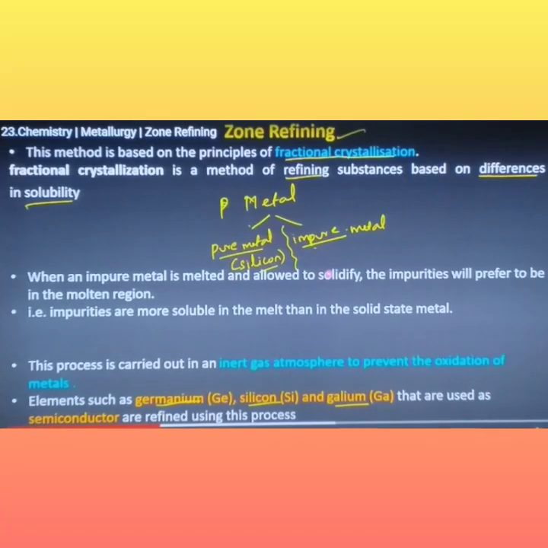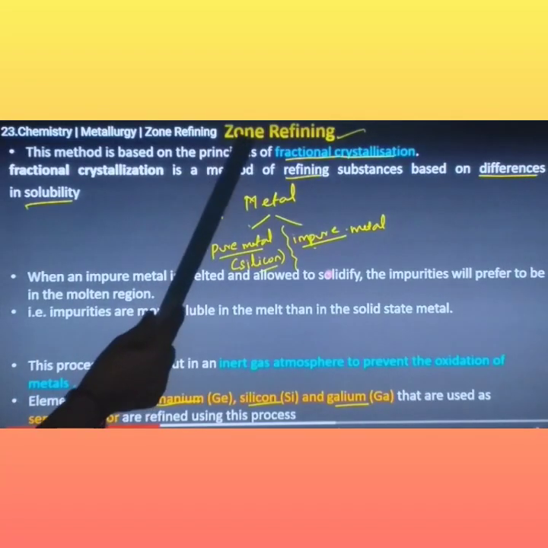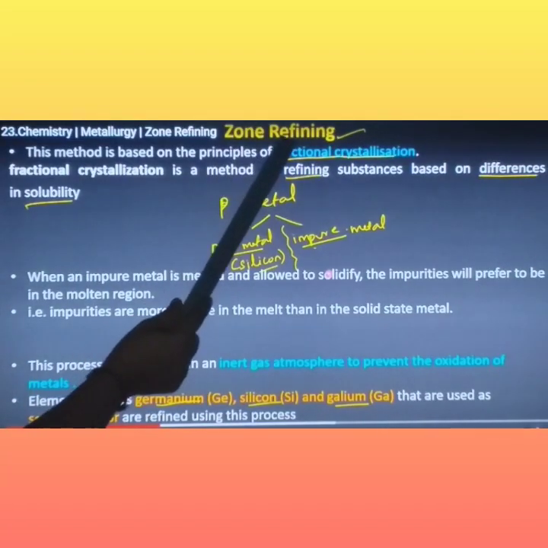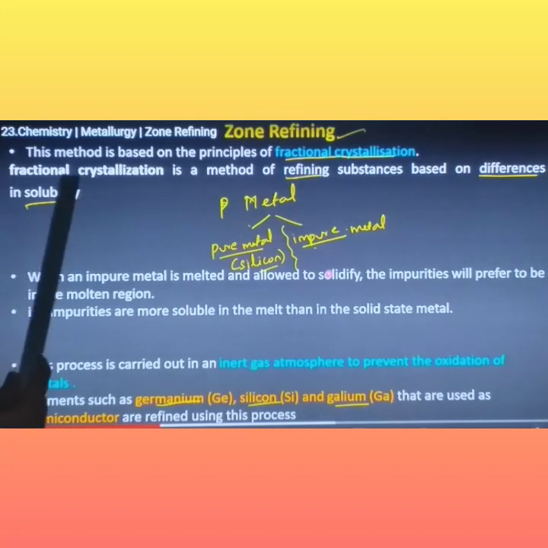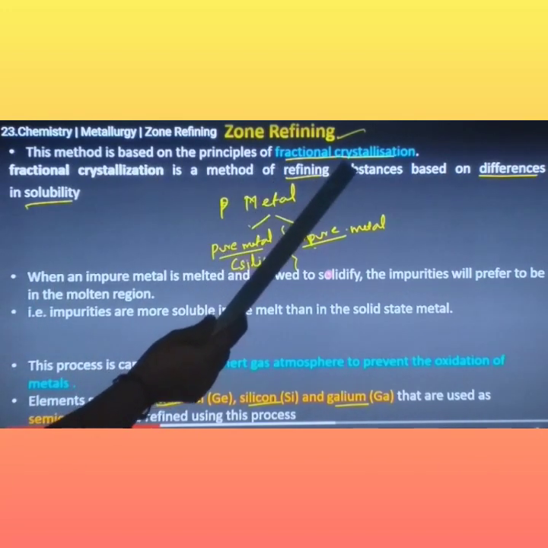Next, the refining process. Today we are going to see the zone refining process. The word itself gives you the meaning: zone refining process. This process is based on the principles of fractional crystallization.